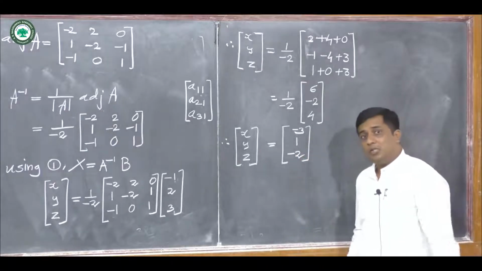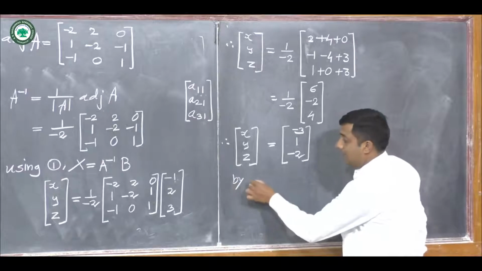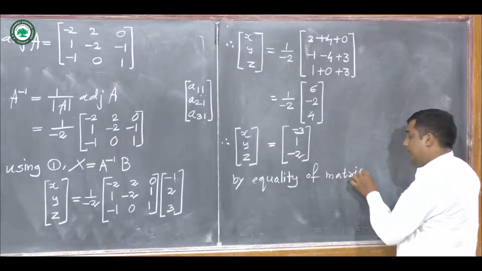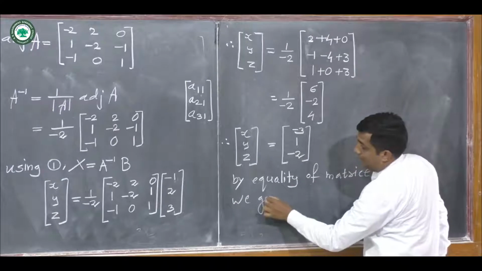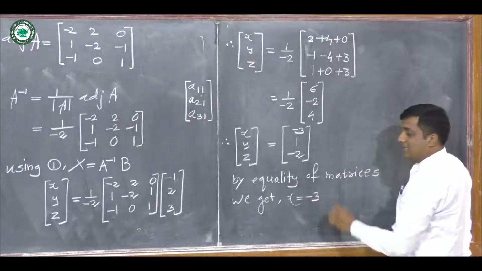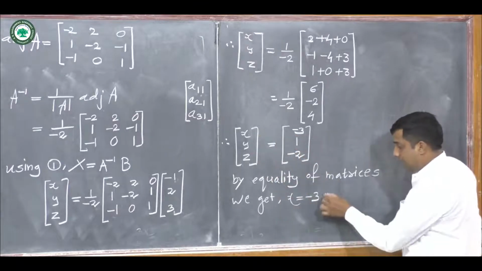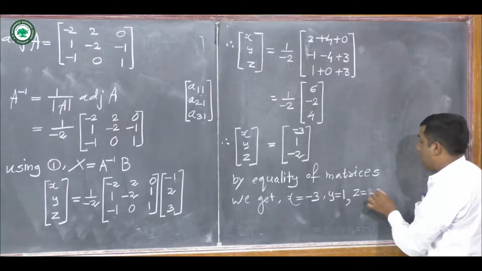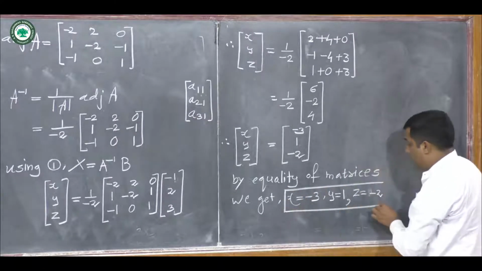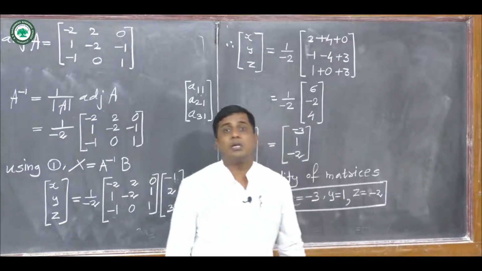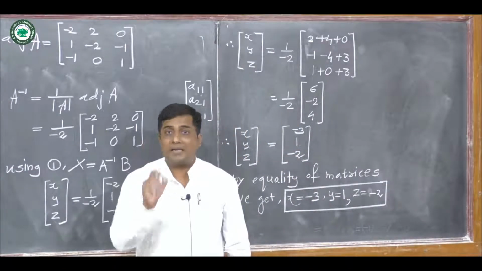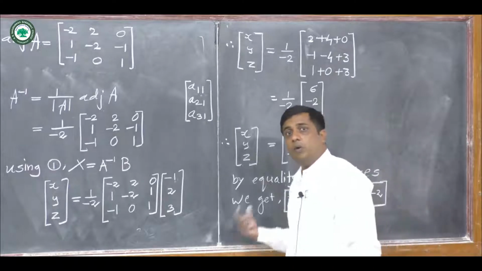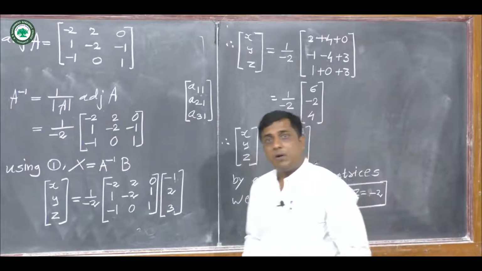By equality of matrices, we get x is minus 3, equating first with first, then y is equal to 1, second with second, and next z is equal to minus 2. So we find x, y and z by using the inversion method, that is by using the matrix. It is a very simple example, and by using the inversion method we find the solution. So this is our first example.